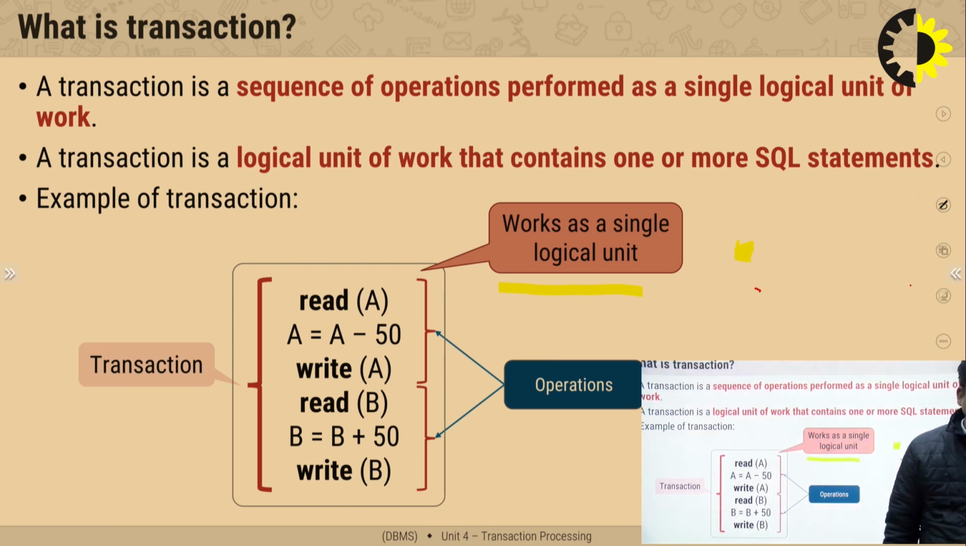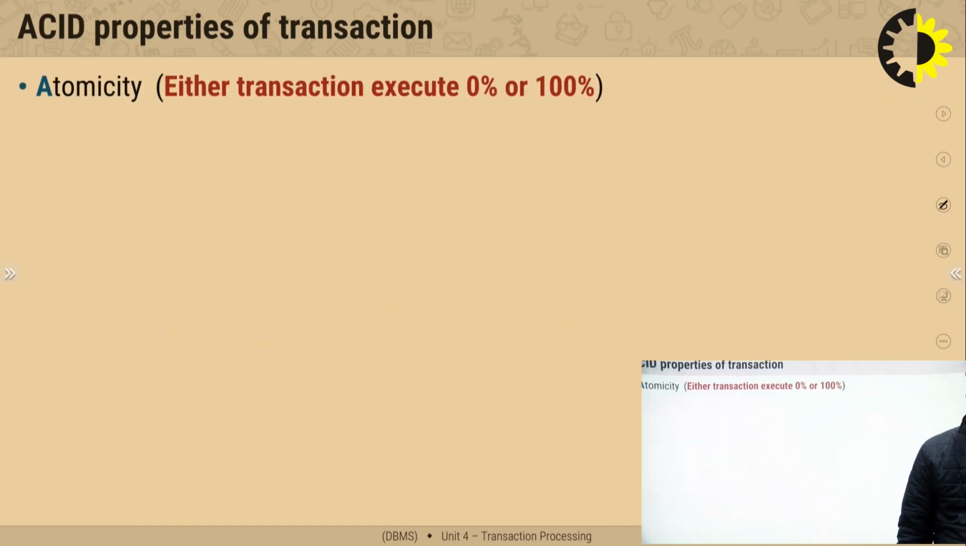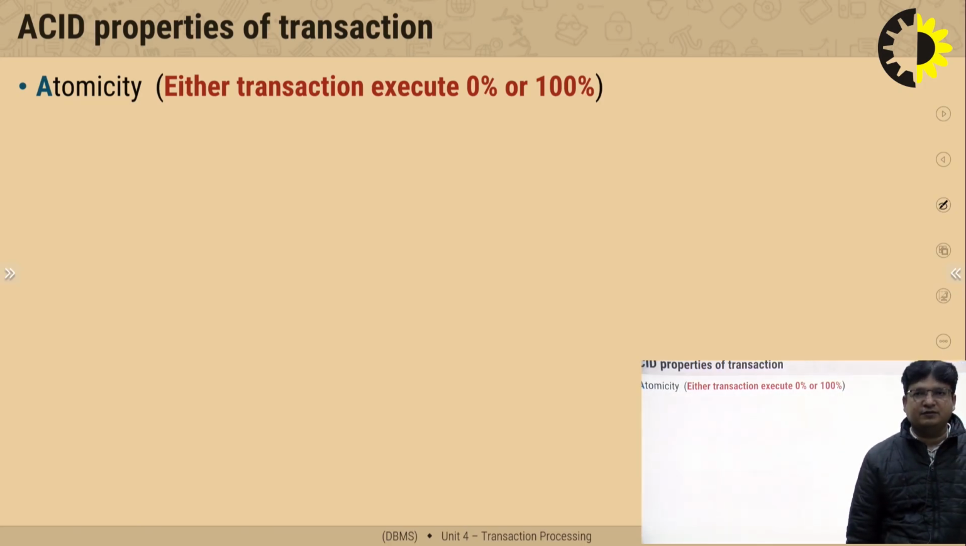Next, ACID properties of the transactions. First is atomicity, which ensures that either the transaction executes 0% or 100%, meaning either all the operations are successful or none are. Suppose we transfer 100 rupees from account A to account B.